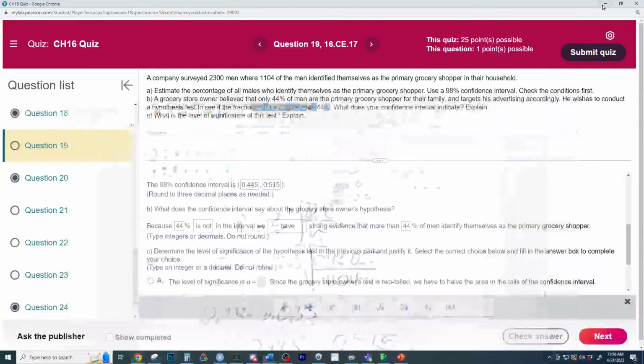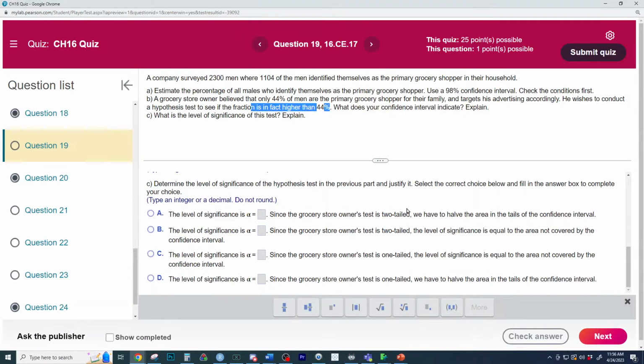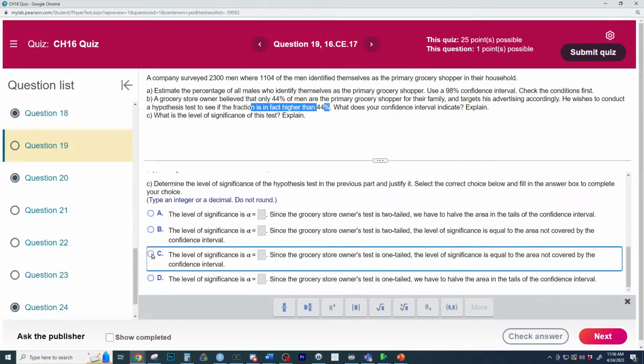And I think they even mentioned that in the answer. So we're hard on Mike Pearson, but they do explain it right here. The level of significance is 0.01.